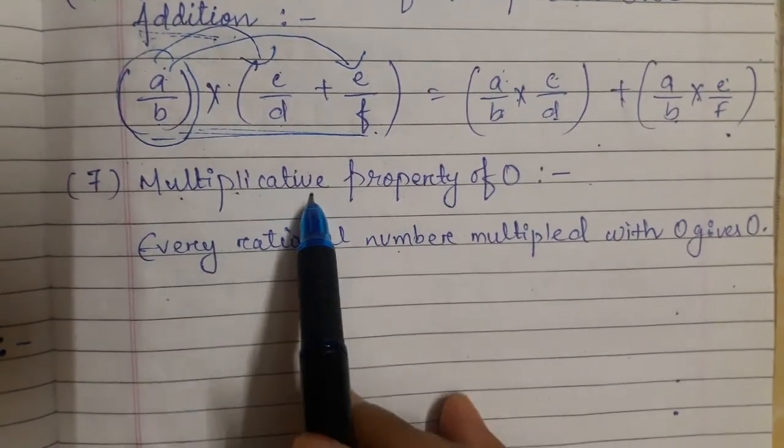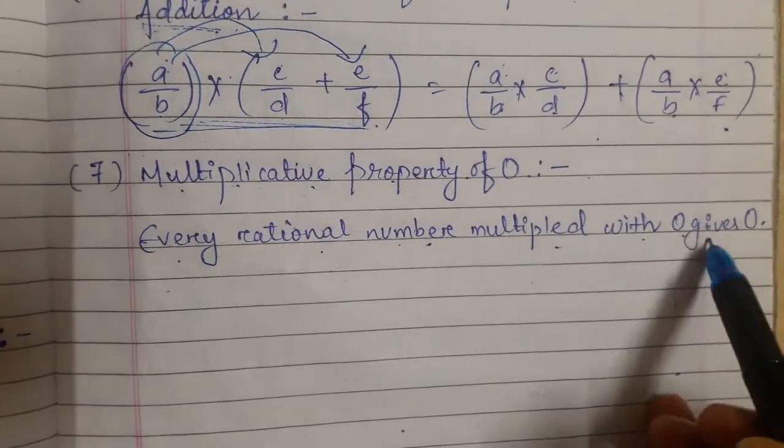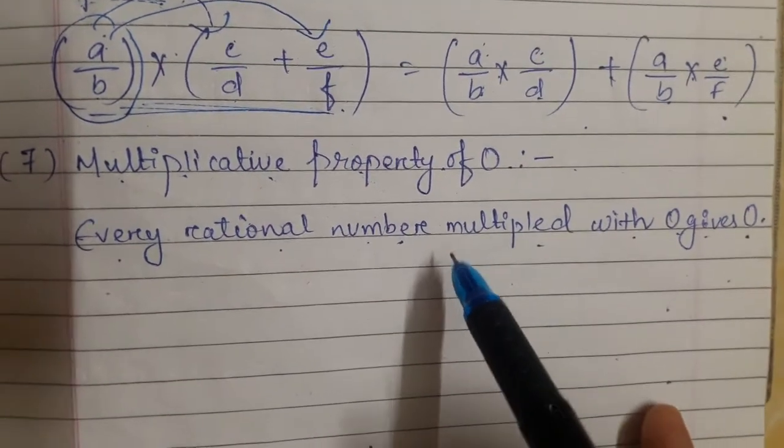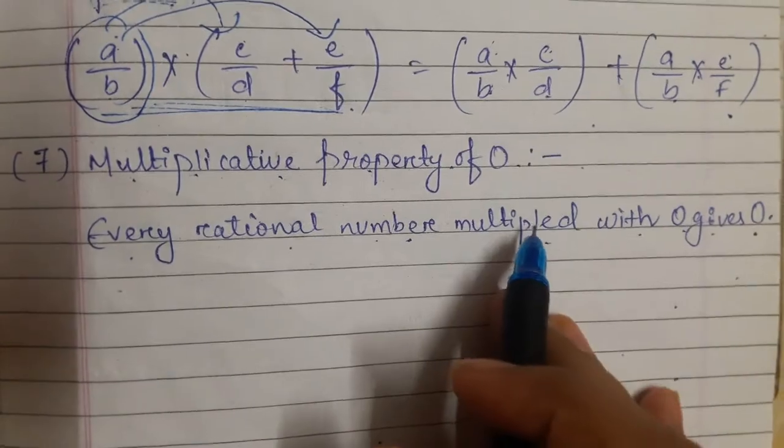Next comes the multiplicative property of 0. Every rational number multiplied with 0 gives 0. This we have read in the smaller classes. If we multiply any number to 0, it gives the same result, that is 0.